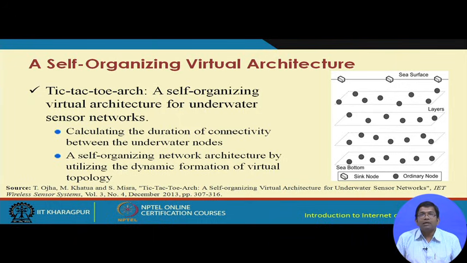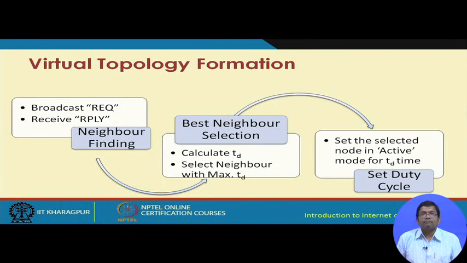It is required to calculate the duration of connectivity between the different underwater nodes, and what we have done is we have proposed this tic-tac-toe architecture, which is a self-organizing network architecture, by utilizing the dynamic formation of virtual topology. There are three steps: neighbor finding, neighbor selection and duty cycle management. Duty cycle management means that, based on the computation of how much the nodes are separated from each other, the other nodes and their corresponding duty cycles are set or reset accordingly.